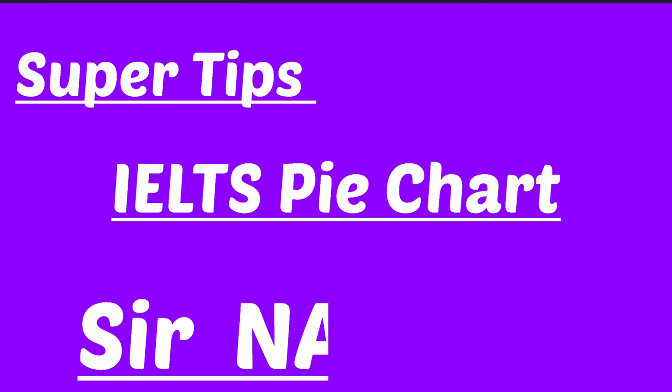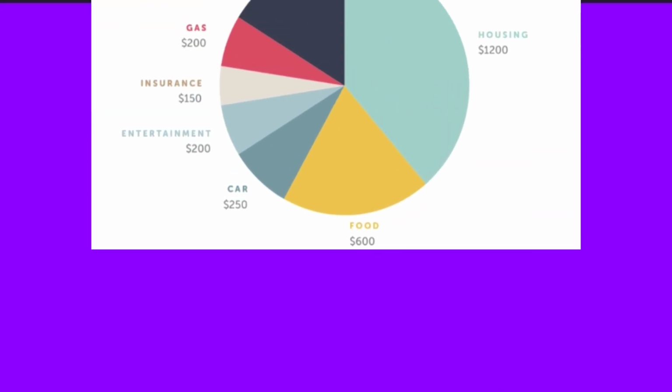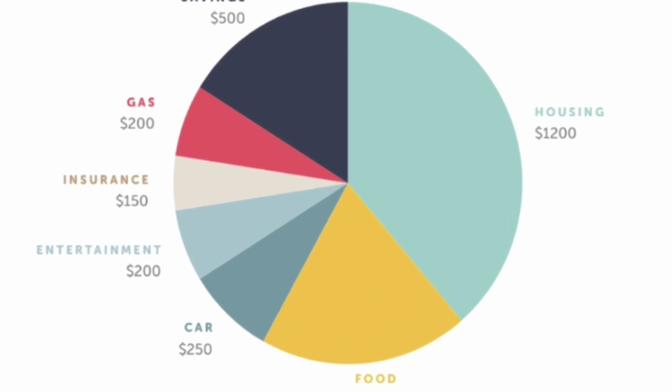So today, my dear friends, I'll be talking a little bit about describing pie charts, and I'll give you some super tips for describing this particular kind of graph, which is known as a pie chart or a pie graph. A pie chart is a very common type of graph in the shape of a circle representing a collective of 100%. You might have seen these kinds of charts in different colors.